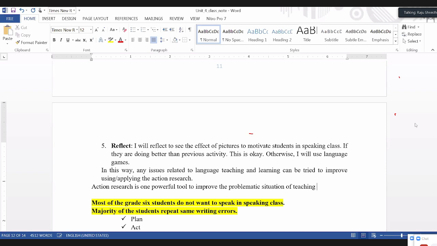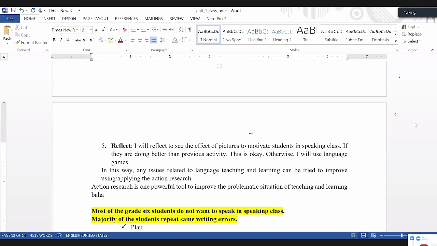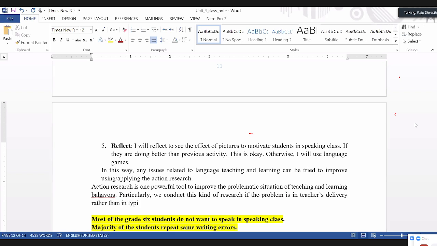Action research is one powerful tool to improve the problematic situation of teaching and learning behavior. Particularly, we conduct this kind of research if the problem is in a teacher's delivery, rather than in the typical case of particular students. Now, in this way, we can conclude.